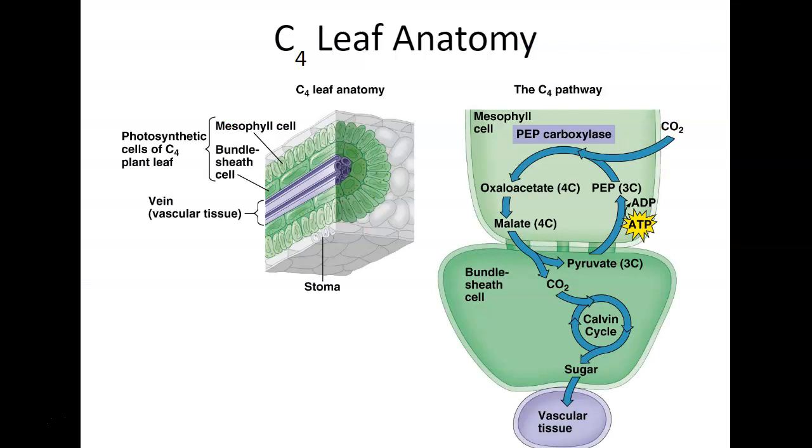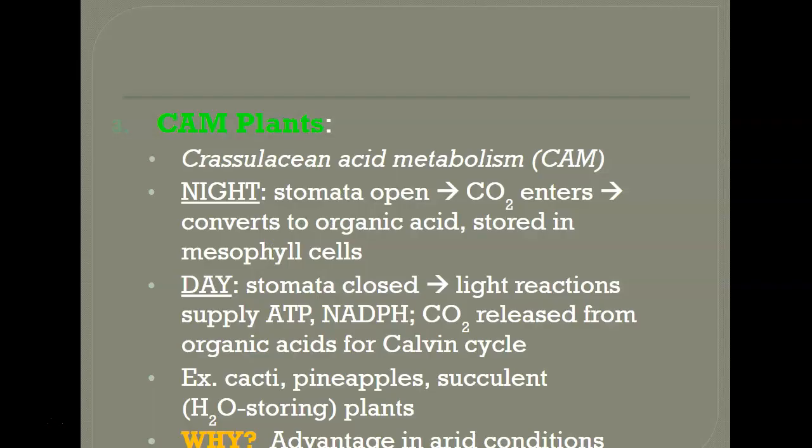And here you can kind of see what that leaf anatomy looks like if you so choose. We are not going into the intricacies of this at all. The last type of plant I want to talk about is called a CAM plant, and it's called this from crassulacean acid metabolism, or CAM. The idea here is a little bit strange.